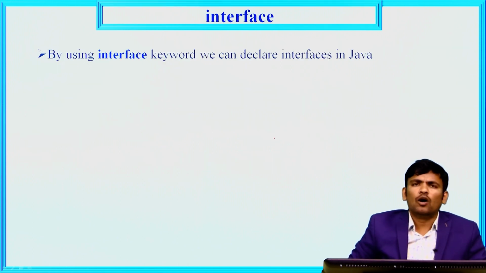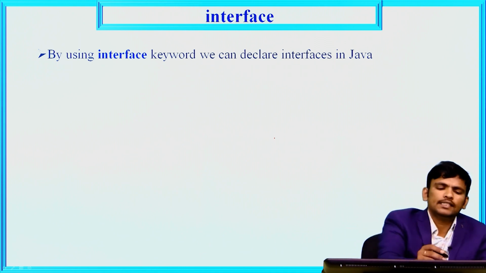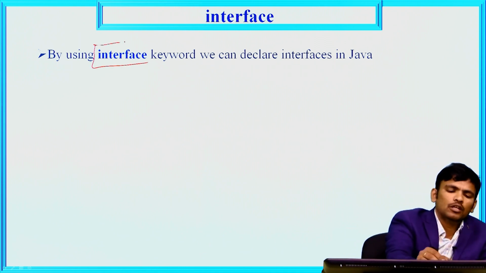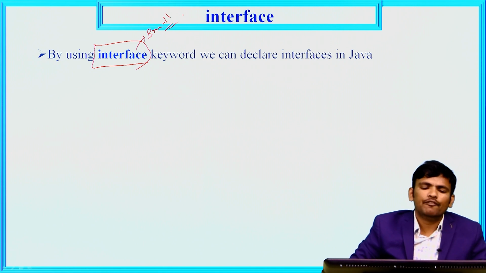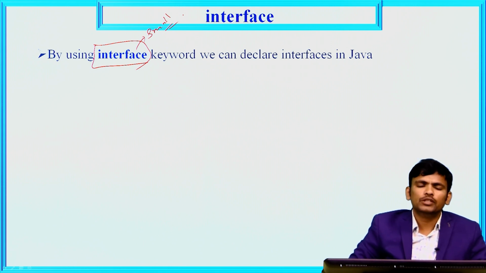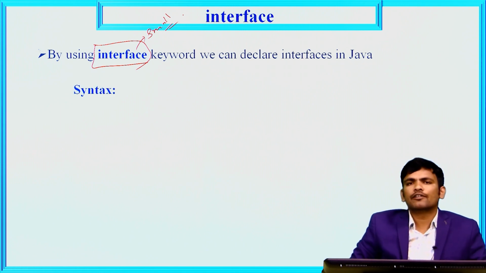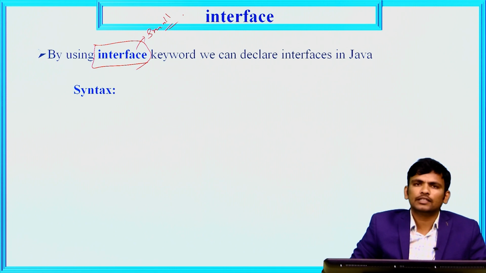And how do we define an interface? Here we need to use the interface keyword. Interface is a keyword, and compulsorily every character must be lowercase. So using this interface keyword we can define an interface. Just like the class naming convention, we need to follow it for interface naming also.